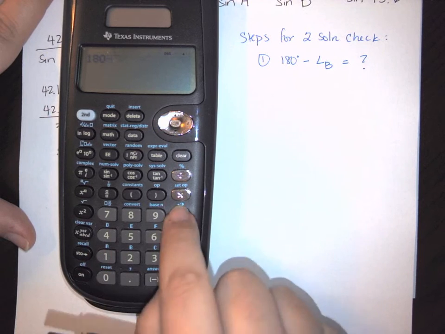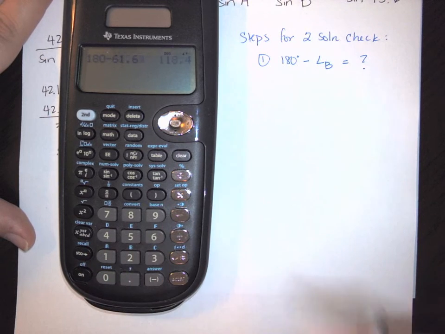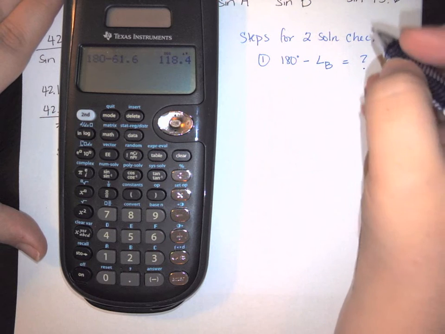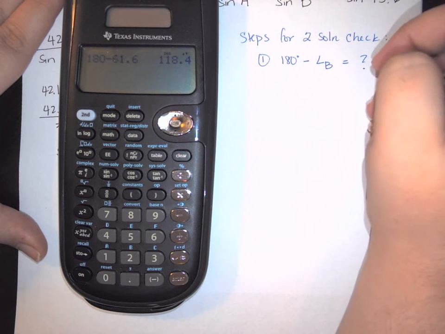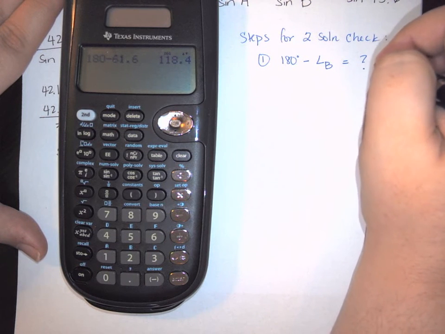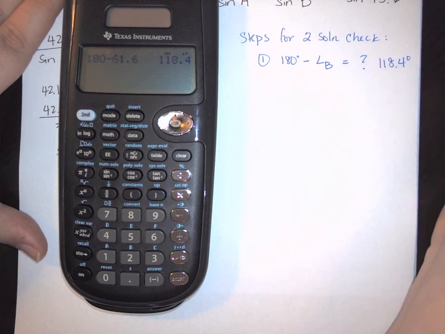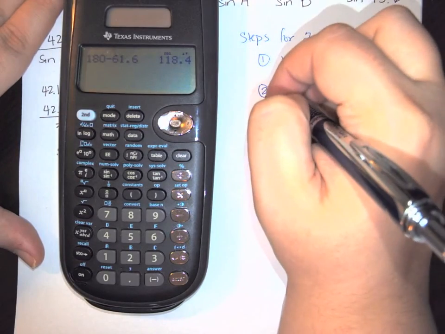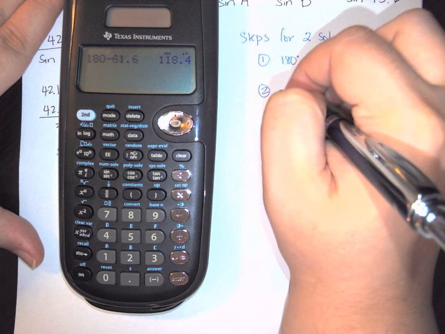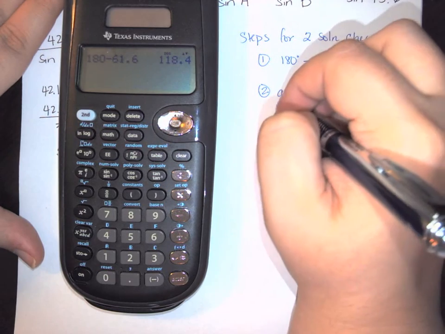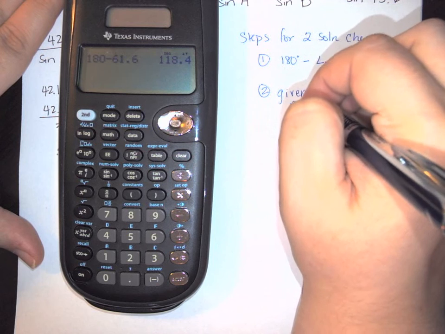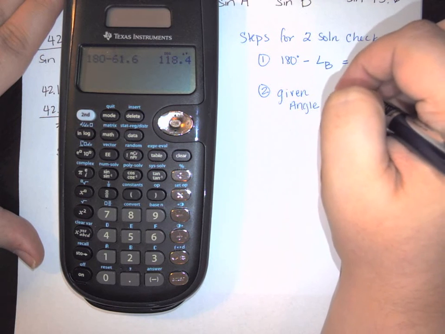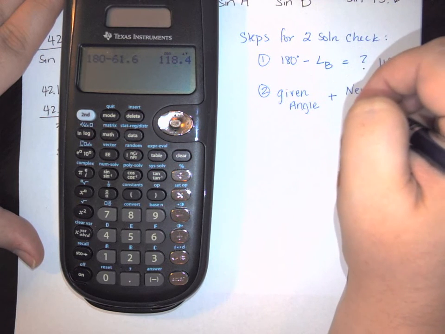My given angle would be the angle in your problem. So for us, it's 45.6. So my given angle here would be the 45.6 degrees, and I want to add that to 118.4 degrees and see what happens. Okay? So I'm going to take this and add 45.6, hit enter. Notice this is 164.